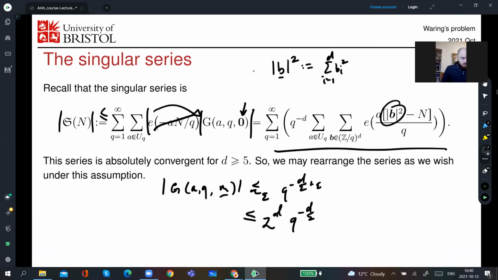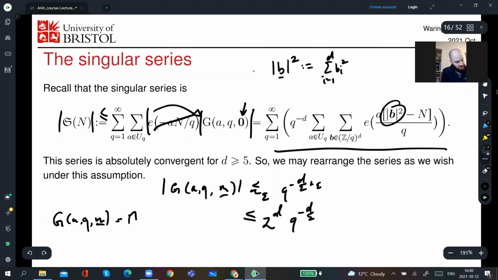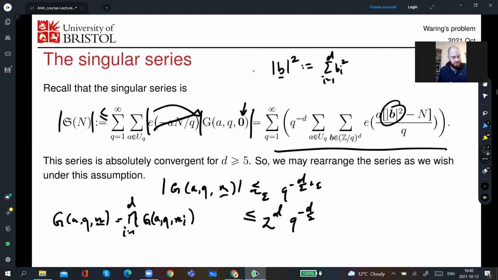For all M, all Q, all A. That's because you only have to prove this in one dimension. Remember, these Gauss sums are tensor products of exponential sums. So if I have G of A, Q, M for some vector M, it is actually equal to the product, i equals 1 to D, of D one-dimensional Gauss sums, which for us, when we plug in M to be 0, just means it's a product of G(A, Q, 0), the one-dimensional version. So just that to the dth power.